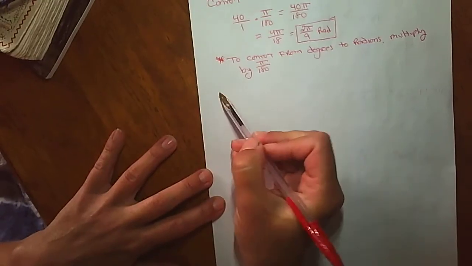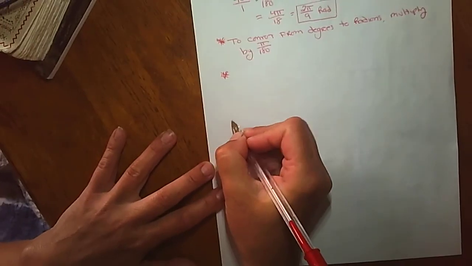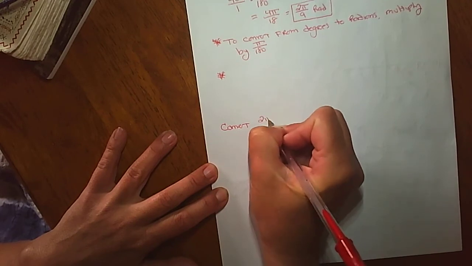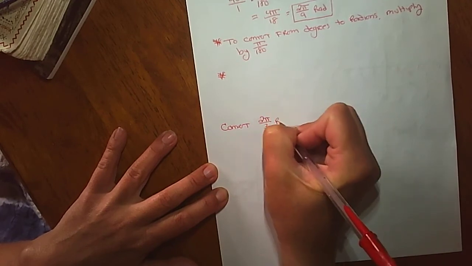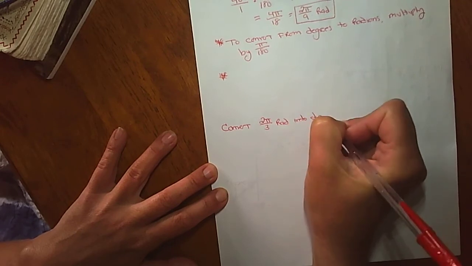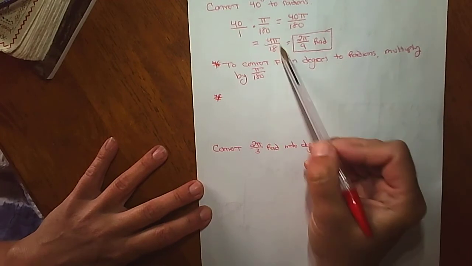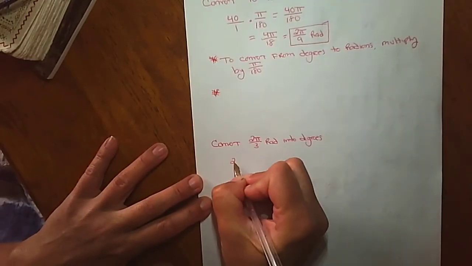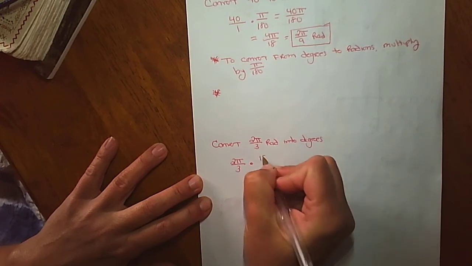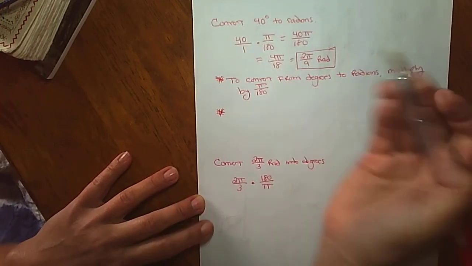Well, I'm going to leave a little space here and put another star. So leave some space. Now I'm going to convert 2 pi over 3 rad into degrees. So what if I want to go the other way? Well, since I want to go the other way, all we would do is take 2 pi over 3, and we're going to multiply it by 180 over pi. We're going to do the flip of this.